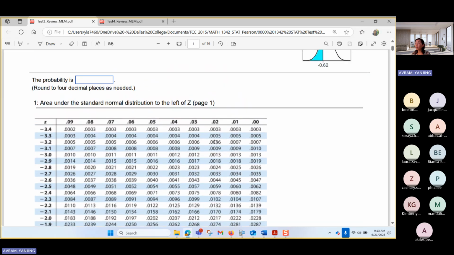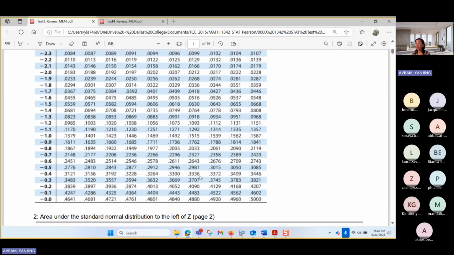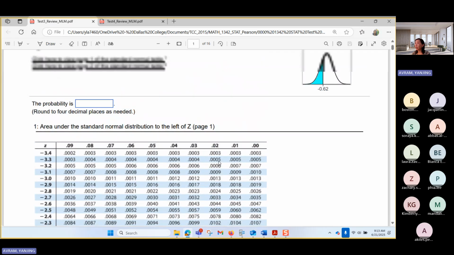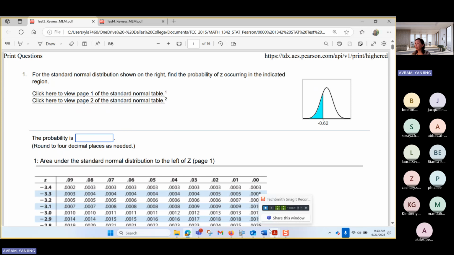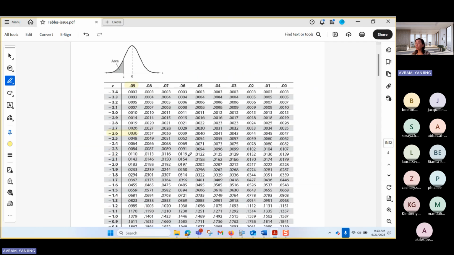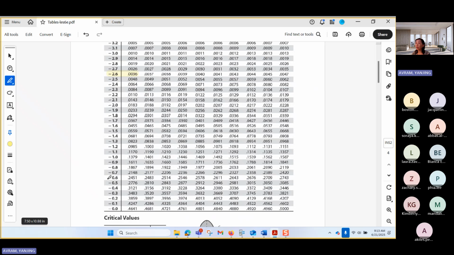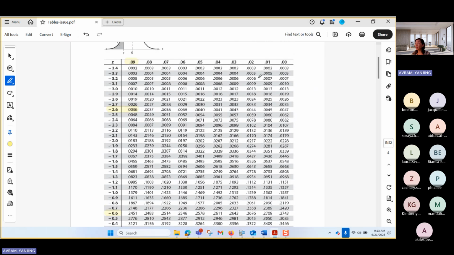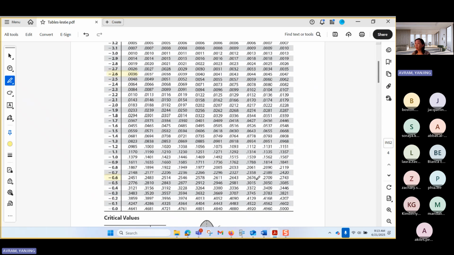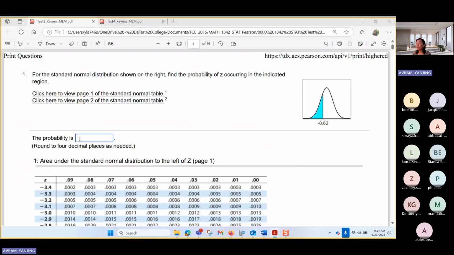And then 2 going to the very top. 2, that's right here. I like to use my own table, so I can highlight, which is easier. Negative 0.62, so that's negative 0.6, and then 2 is on the third last. So negative 0.62 is 0.2676. So that is the probability in here. That's how you read a table.